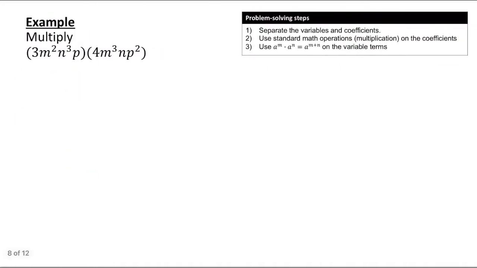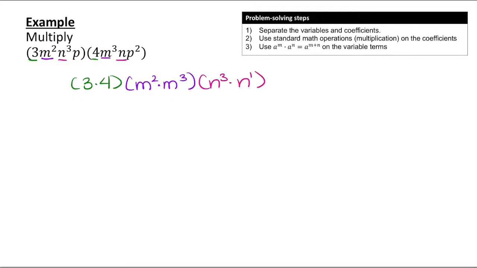Now let's try this problem. Let's try multiplying 3m squared n cubed p times 4m cubed n p squared. Once again, I'm going to pull out the coefficients. So we have 3 times 4, and then we have m squared times m cubed, and then we have n cubed times n, and remember that n is an n to the 1, and then we have p times p squared. P, remember, is a p to the 1.